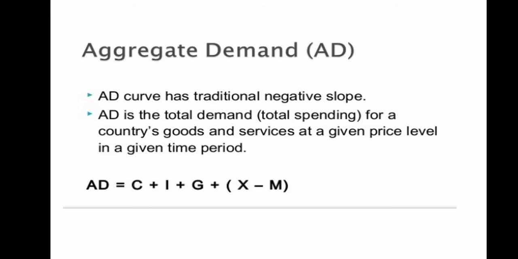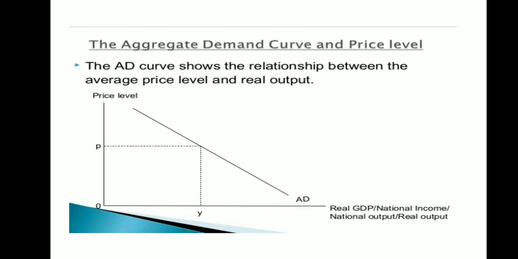Now C stands for consumption. As you know, the demand curve is downward sloping, and the aggregate demand curve is also downward sloping or negatively sloping, because there is a negative relationship between the price and the quantity demanded. The AD curve shows the relationship between the average price level and the real output.